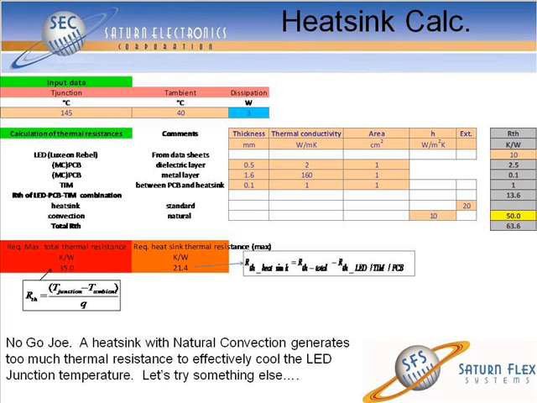Here, let's choose just natural convection. It's out in open air. So you're going to get perhaps 10 watts per meter Kelvin. And so now what we've got is a required total maximum thermal resistance of 21 Kelvin, but our package is generating 35 Kelvin of thermal resistance at 35 watts. It's no go. It's not going to work.